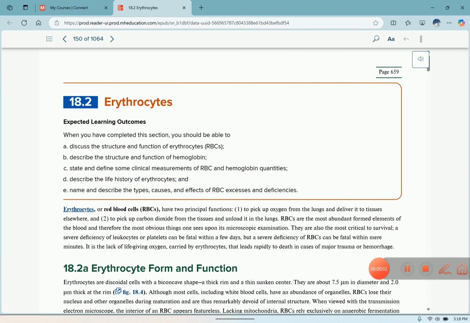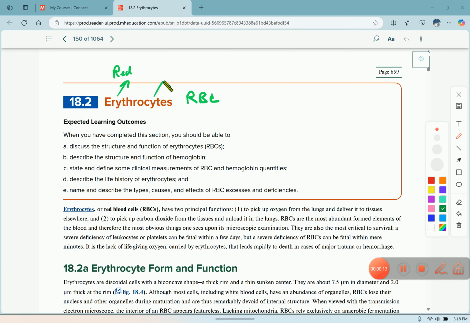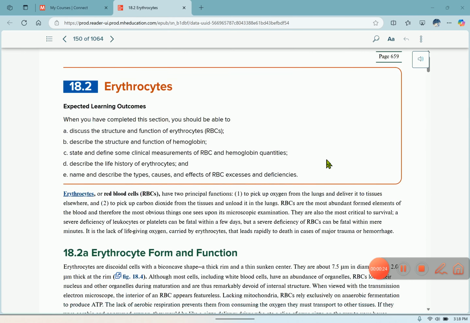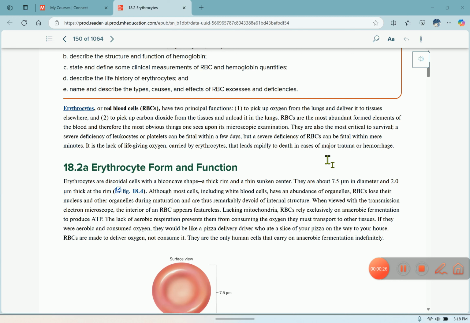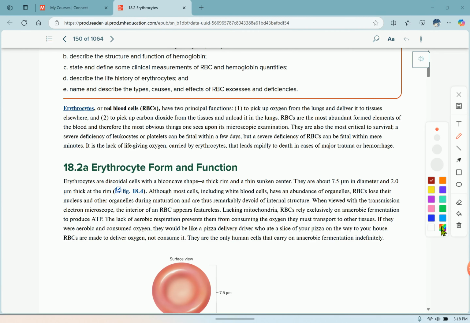All right, let's look at erythrocytes. This is the fancy word for red blood cell. Erythro means red, and cyte means cell. So as a result, we get red blood cells. The function of a red blood cell is to transport oxygen.